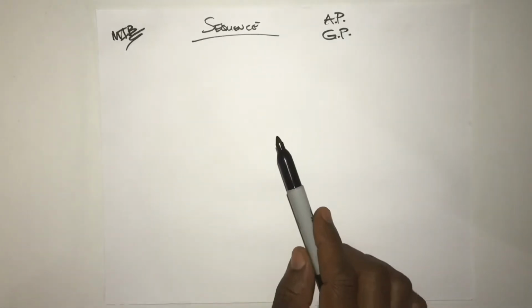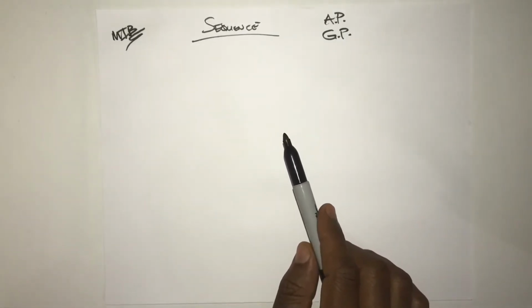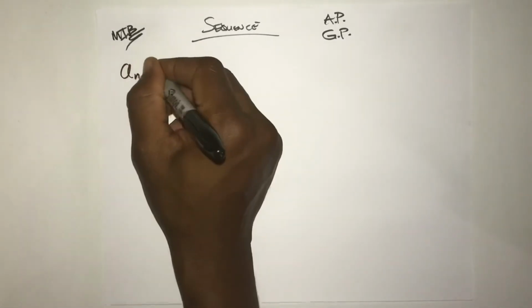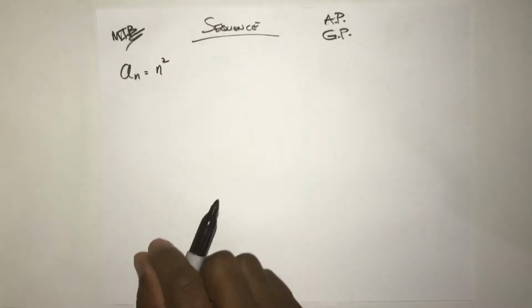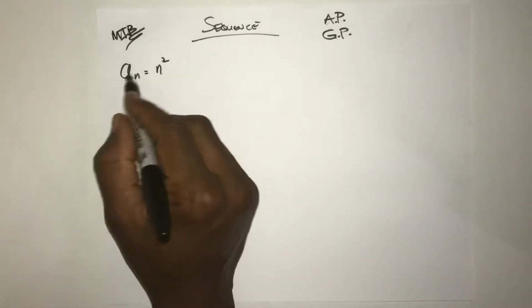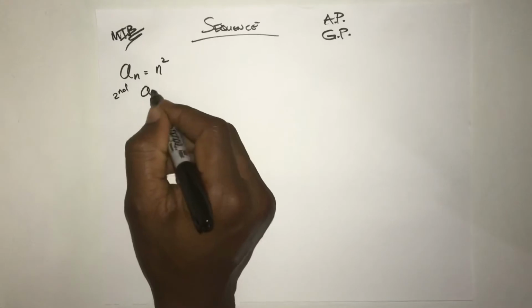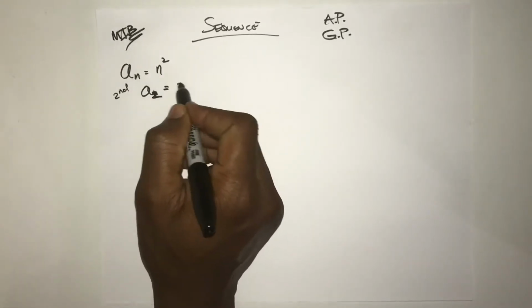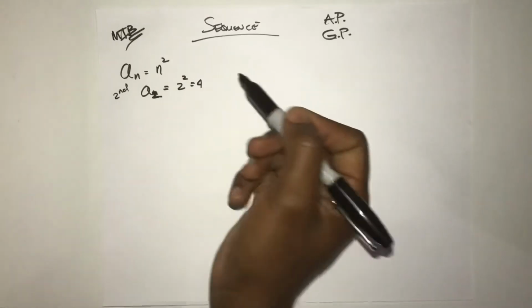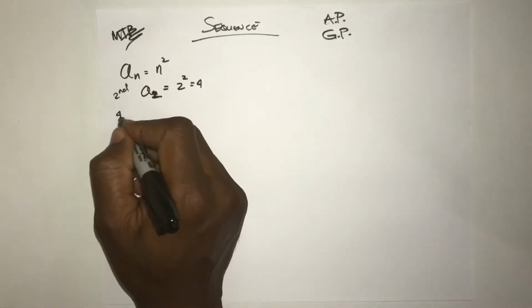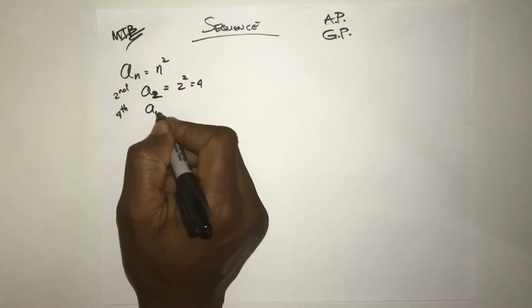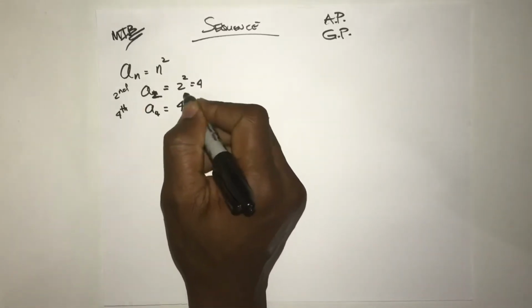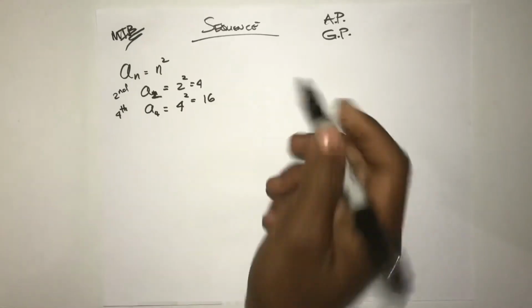Now, looking at sequences, the terms in a sequence can be found by their actual position within the sequence. For example, the function a_n equals n squared, meaning that the second term, a2, is found by putting 2 where n is, and that would be 2 squared, which is equal to 4. Likewise, the fourth term, denoted by a4, is found by putting 4 where n is, so that would be 4 squared, which is 16.